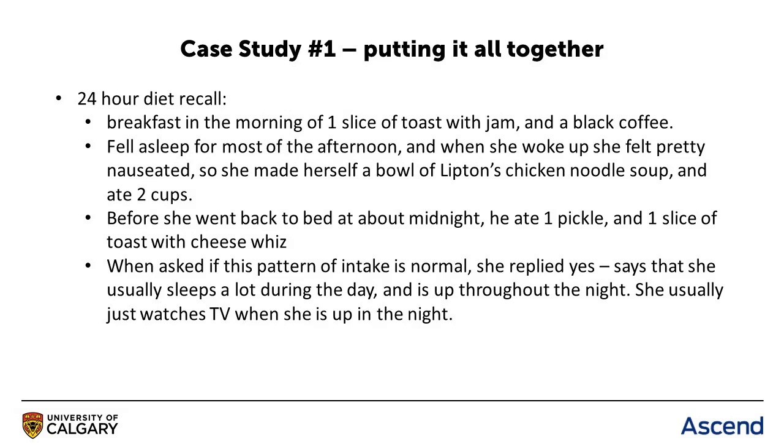So I went through her diet, and this is not abnormal for anyone who thinks it's crazy. For breakfast in the morning, she had one slice of toast with jam and a black coffee. She fell asleep most of the afternoon, and when she woke up, she felt pretty nauseated, so she made herself a bowl of Lipton's chicken noodle soup, which for the record is about 1,500 milligrams of sodium. She ate 2 cups. Before she went back to bed at about midnight, she ate 1 pickle and 1 slice of toast with cheese whiz. She's on the tea and toast diet or coffee and toast diet.